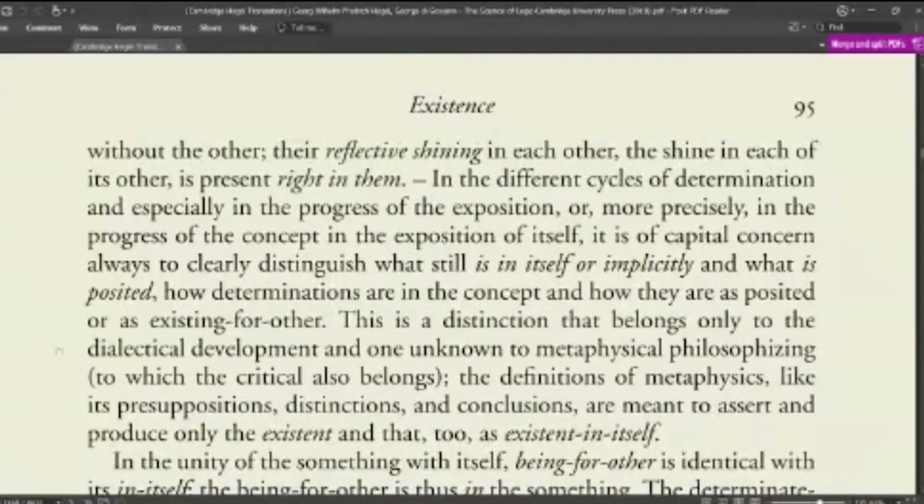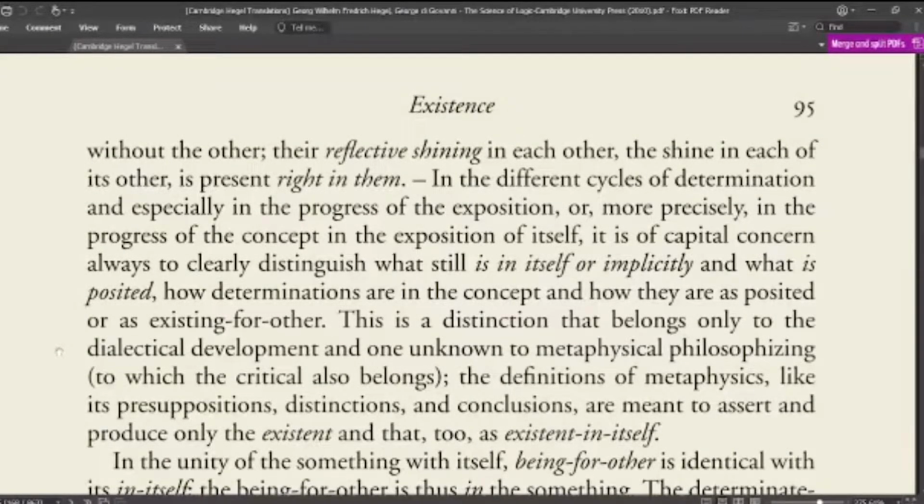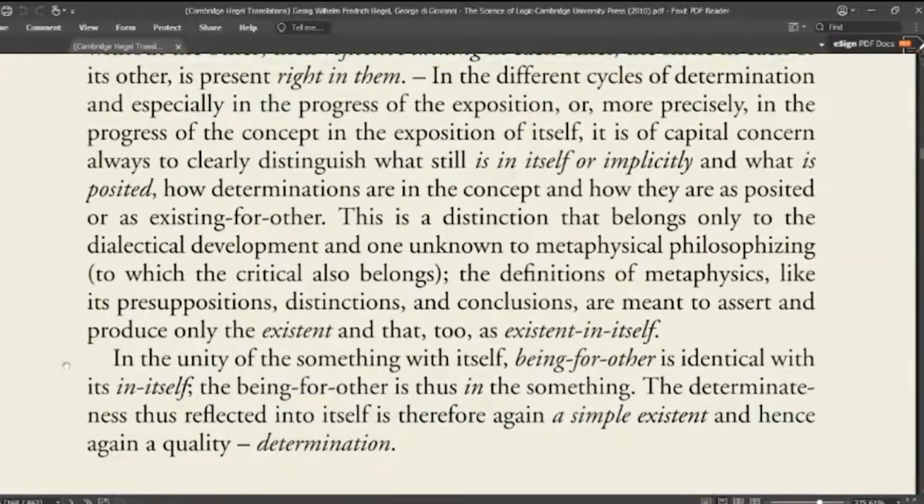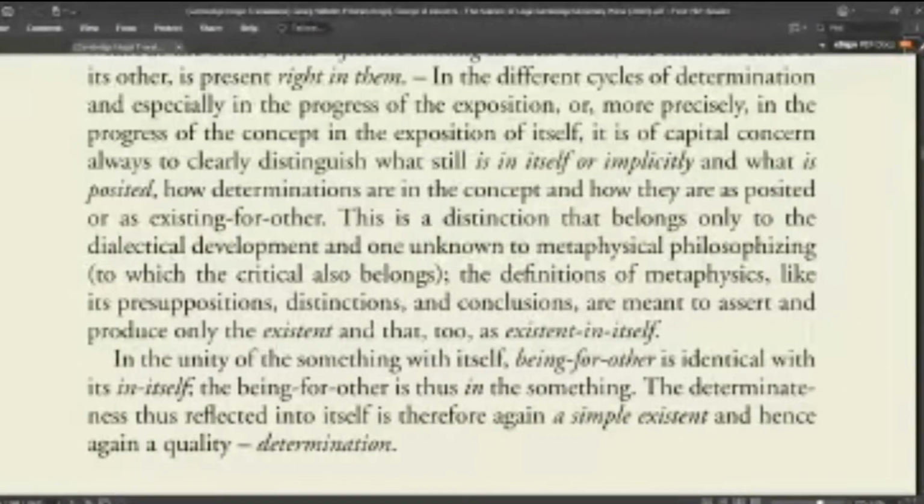In the different cycles of determination, and especially in the progress of the exposition, or more precisely, in the progress of the concept in the exposition of itself, it is of capital concern always to clearly distinguish what it still is in itself or implicitly, and what is posited, how determinations are in the concept and how they are as posited or as existing for other. This is a distinction that belongs only to the dialectical development and one unknown to metaphysical philosophizing, to which the critical also belongs. The definitions of metaphysics, like its presuppositions, distinctions, and conclusions, are meant to assert and produce only the existent, and that too as existent in itself.